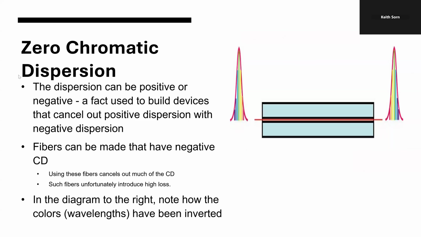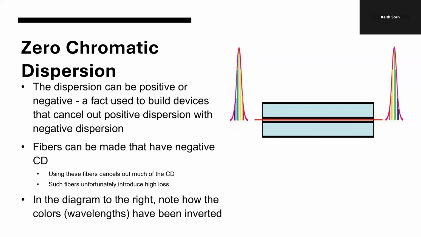All right. So what we're going to do is we're going to use a principle called zero chromatic dispersion. Materials can be crafted that have negative chromatic dispersion. So you take a piece of cable that has negative chromatic dispersion, pair it with a piece that has positive, and you have a net zero chromatic dispersion.